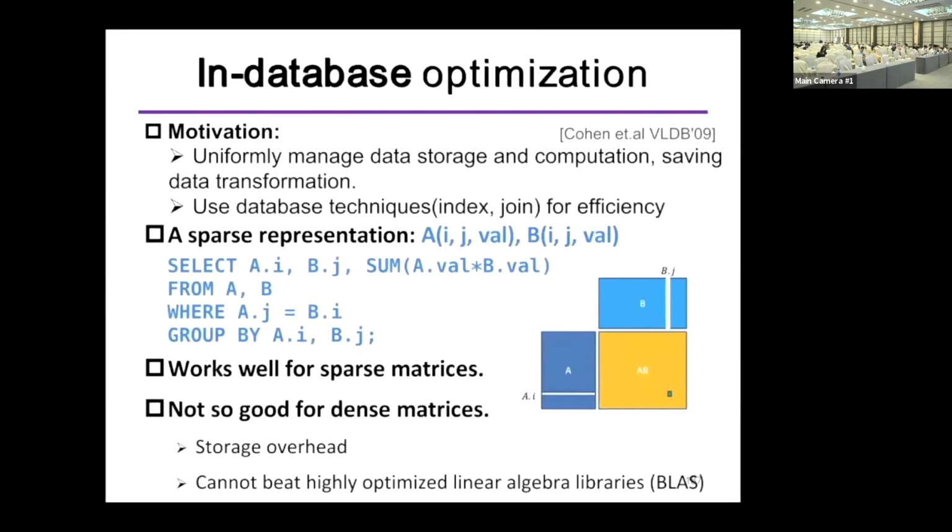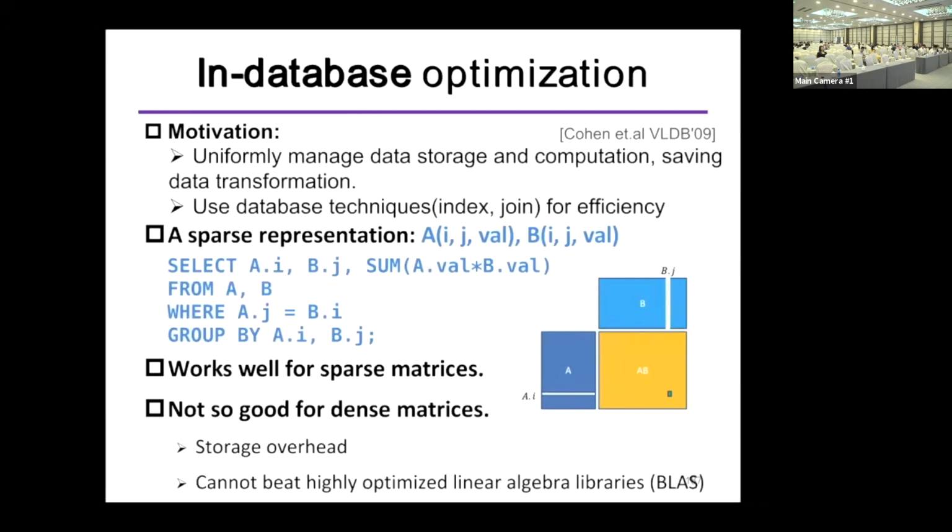This work is proposed to execute the linear algebra operations in the database so that the computation of these operations is likely to be accelerated, because the data storage and the computation will be managed by the database system. So the time of data transformation can be saved, and some database techniques like index join can be utilized for efficiency. And this work uses a sparse representation to represent the matrix.